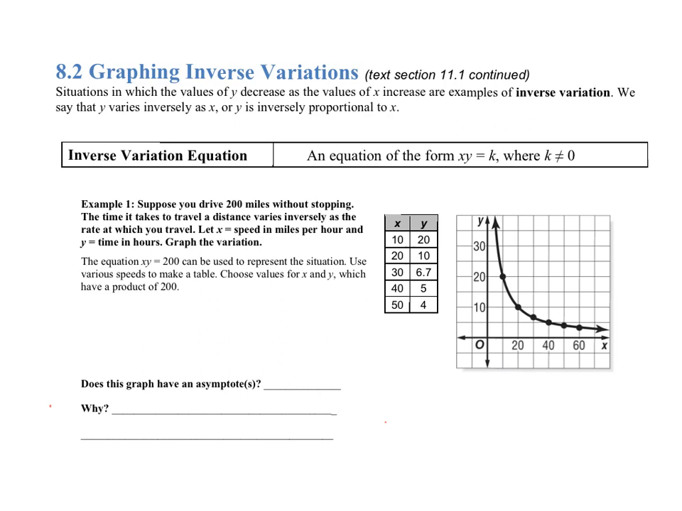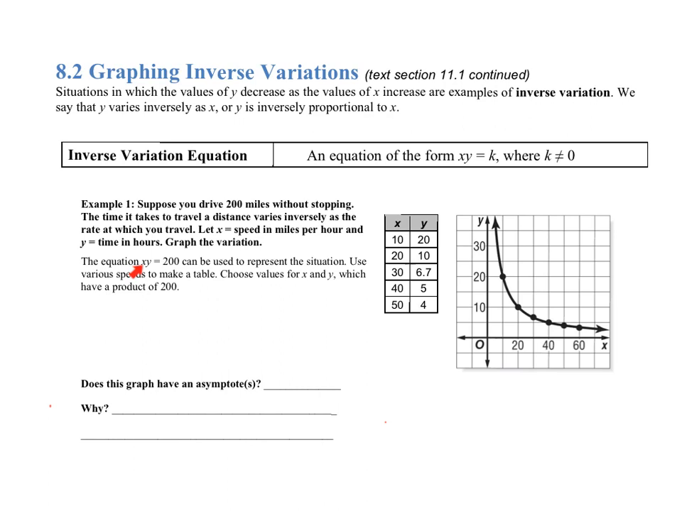So when we break this up, as soon as we see the word inversely, we're thinking about this multiplication of two variables to give us this constant. The constant in this case is going to be our 200, right? And x is going to be our speed, and y is going to be our time, right? And so it makes sense.